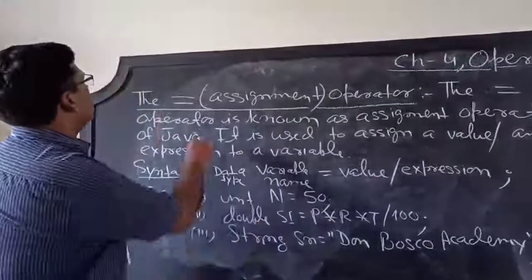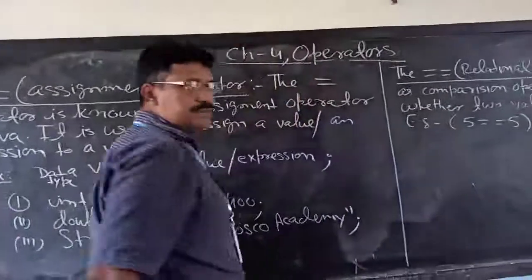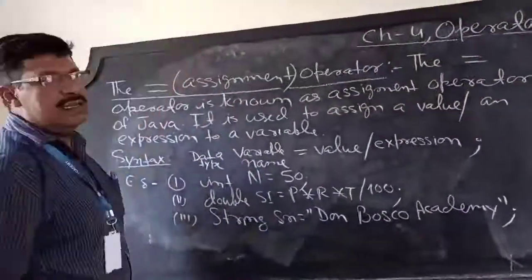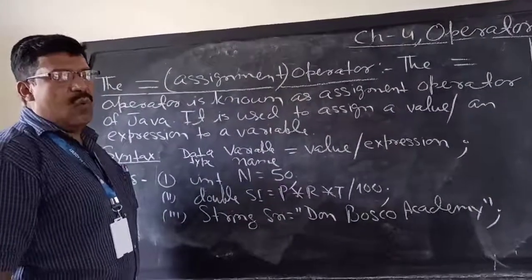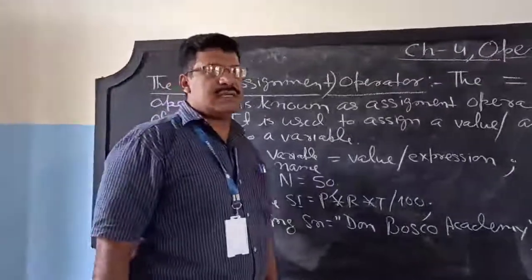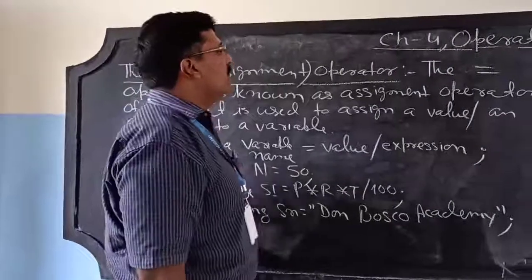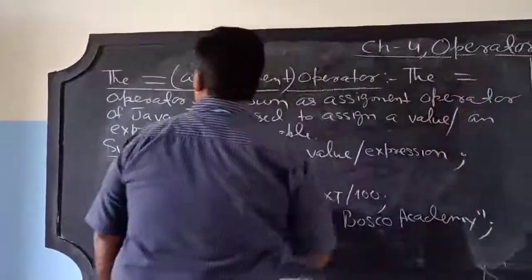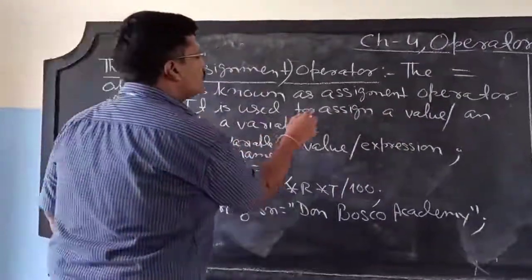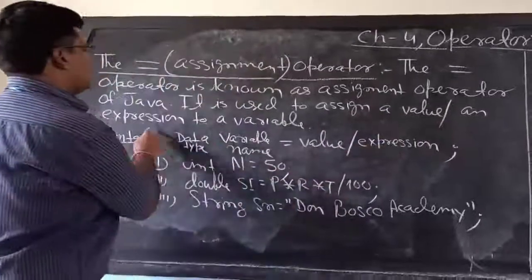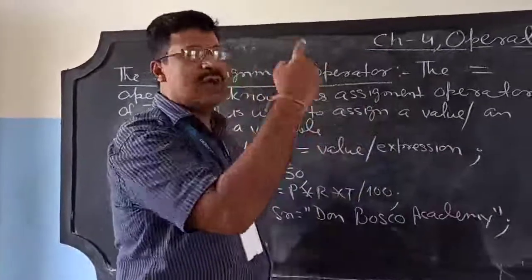Look here, the single equal to sign, not the double. The single equal to sign is known as the assignment operator of Java. What does it do? It is used to assign a value or an expression to a variable. No other work, it just assigns the value.